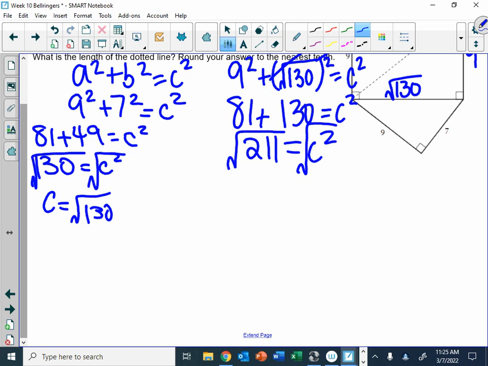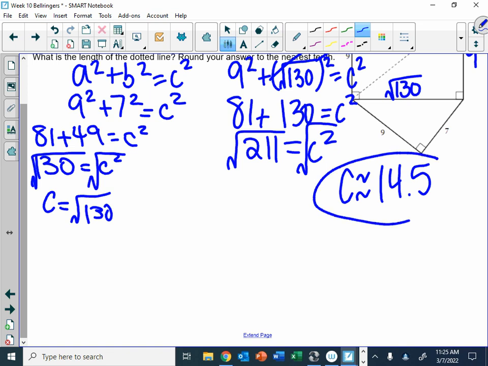And I'm asked to round to the nearest tenth. How many decimal places is that? 1. So when I put that in my calculator, c is approximately 14.5. Very good. Simply just put square root of 211 in your calculator. If it gives you a square root, hit those arrows right above enter. It'll convert it to a decimal. You get 14.5. So anytime you see those complicated pictures, just know Pythagorean theorem twice.